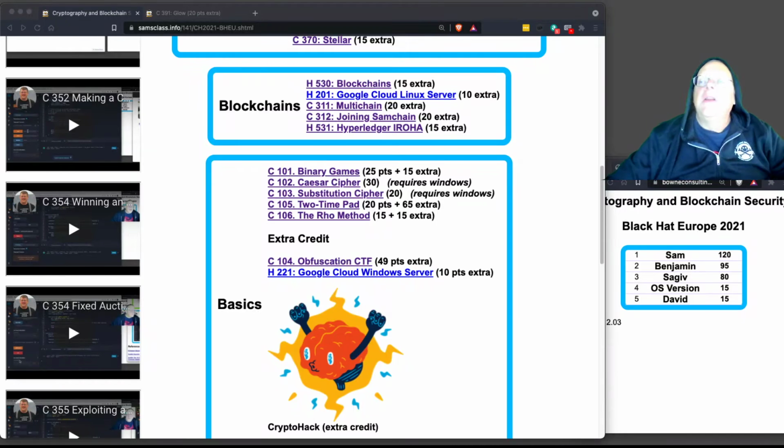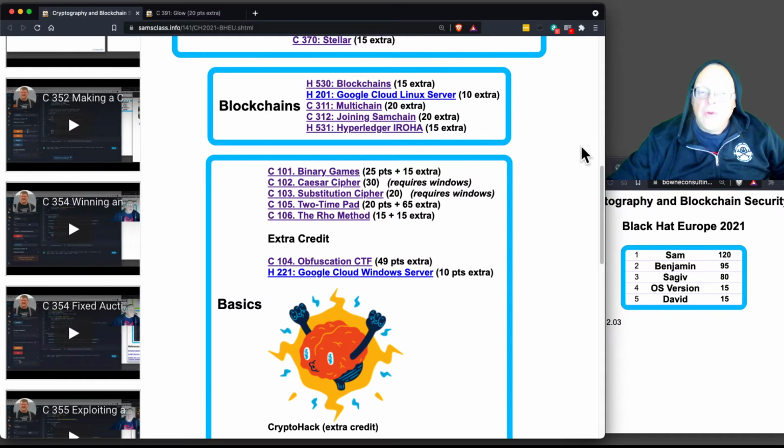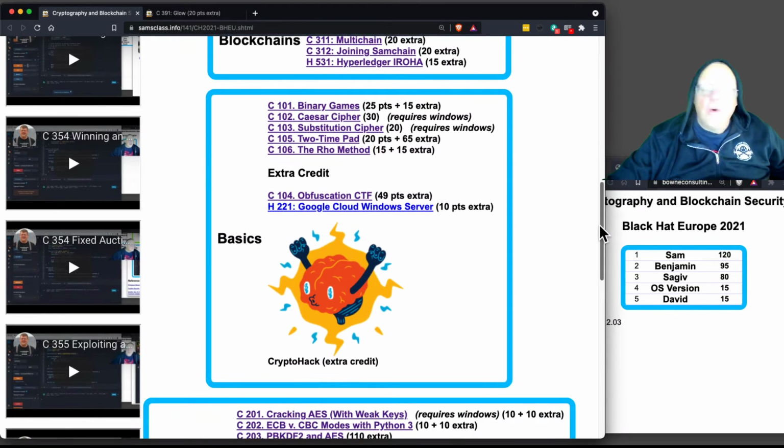So then we get down to the normal cryptography stuff. We can come back to some of these other blockchain things later, or anybody that's interested can continue to do them even if I'm not demonstrating them.